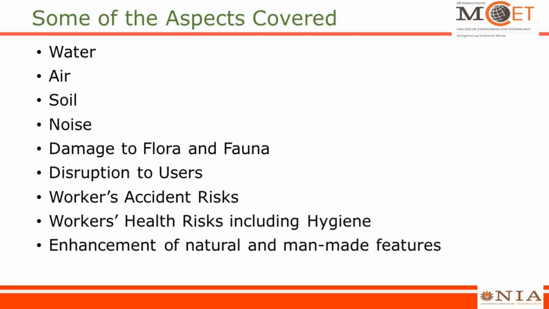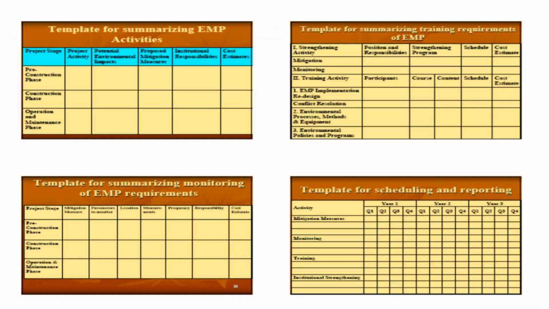Some of the aspects covered are water, air, soil, noise, damage to flora and fauna, disruption to users, workers' accident risks, workers' health risks, including hygiene, and enhancement of natural and man-made features. So this is a template for summarizing the EMP activities. You can see in the first one on the top, it says which project stage, what are the project activities, what are the potential impacts, and what are the mitigation measures that we are going to take, what are the institutional responsibilities, who is responsible for that, and what are the cost estimates.